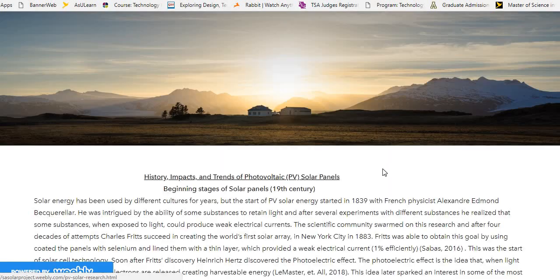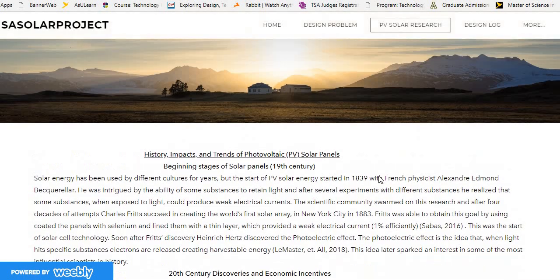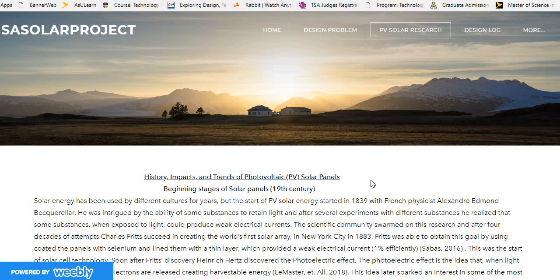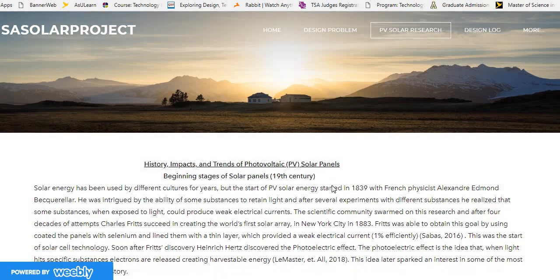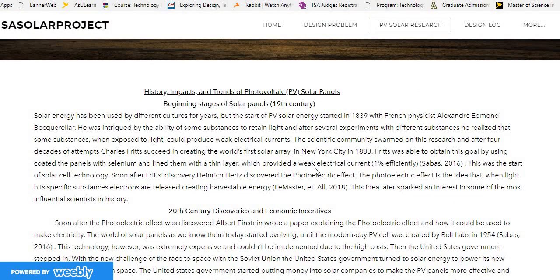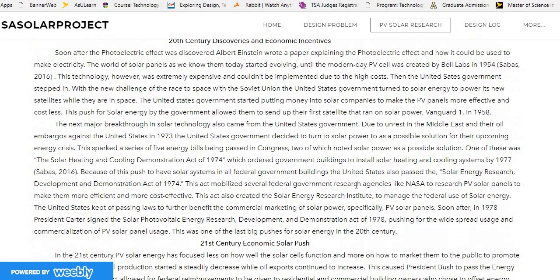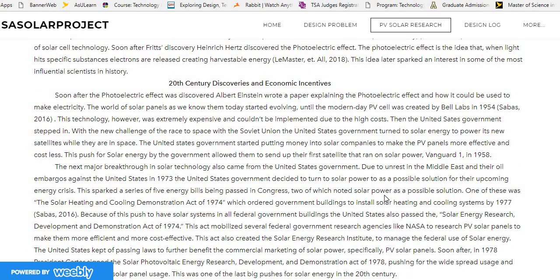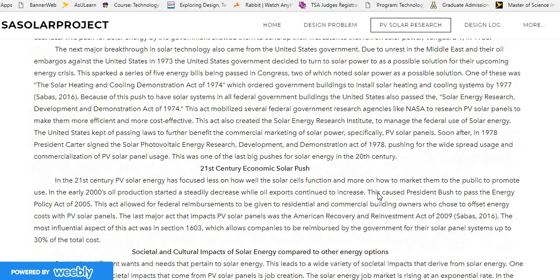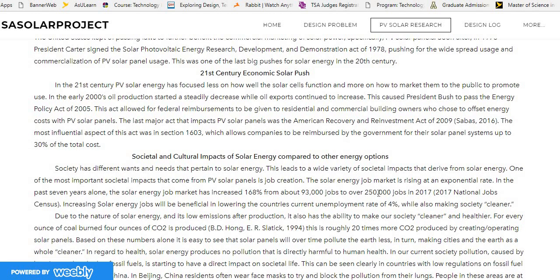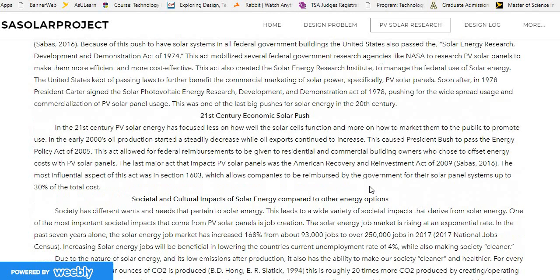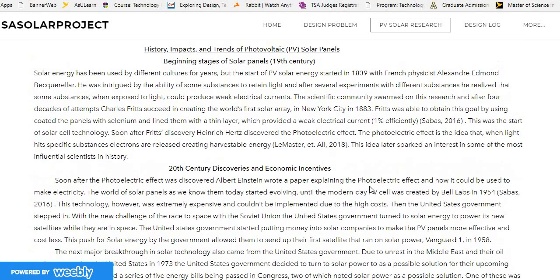For the next part, I decided to add in some history, impacts, and trends of photovoltaic solar panels. I'm not going to go through and read all of this for the sake of time, but some of the main topics that I hit on were beginning stages of solar panels in the 19th century, solar panel discoveries and economic incentives in the 20th century, and lastly, for history, the 21st century economic solar push. That pretty much encompasses the entirety of the history of solar panels.